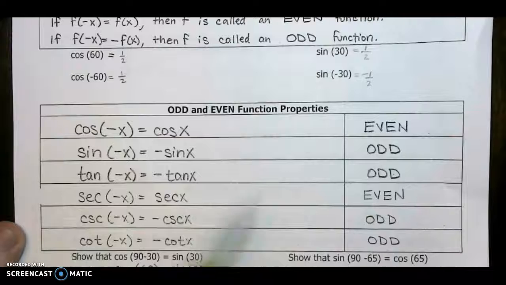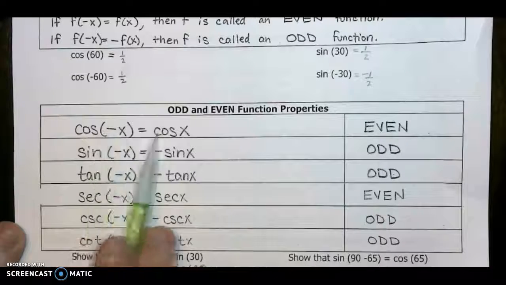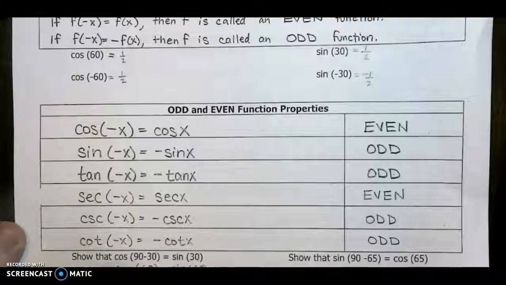Basically, it'll just show you what happens when you have a negative inside a function. If it's even, the negative goes away. If it's odd, the negative will go in front of each function. So go ahead and get those down, and we're going to talk about cofunctions next.